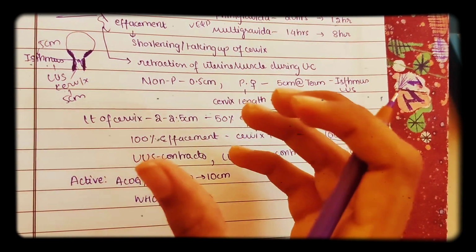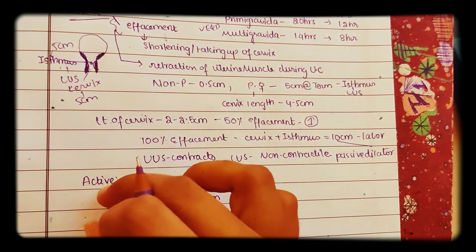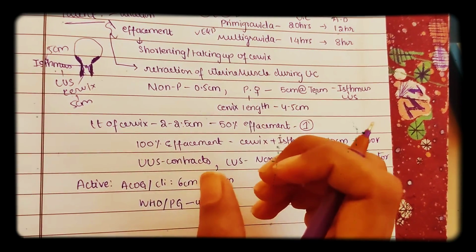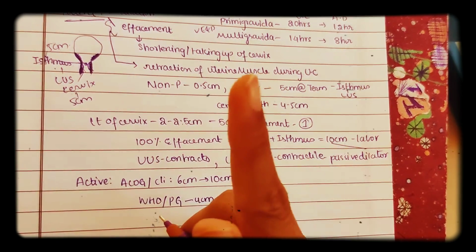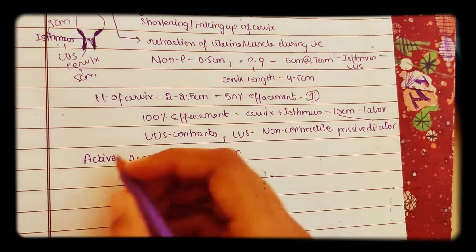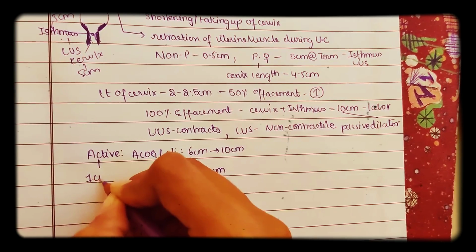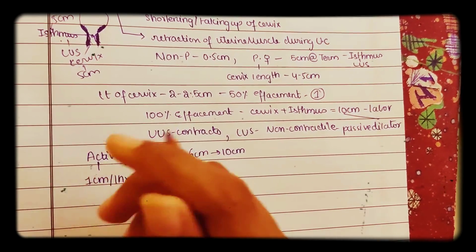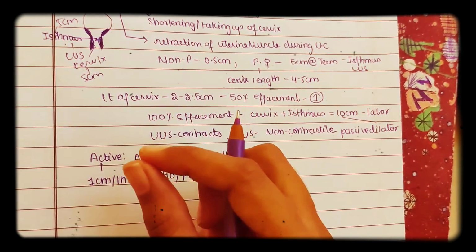So cervical dilation is more rapid in the active phase. That's why the name is active, right? So the minimum rate of cervical dilation is 1 centimeter per 1 hour. This is very important. The name itself is saying that for every 1 hour, 1 centimeter of the cervix should dilate if it is in an active phase.